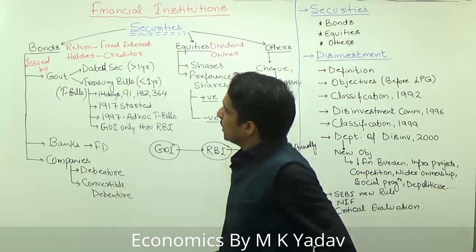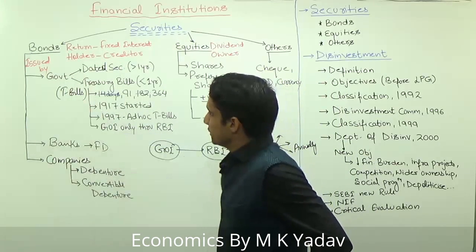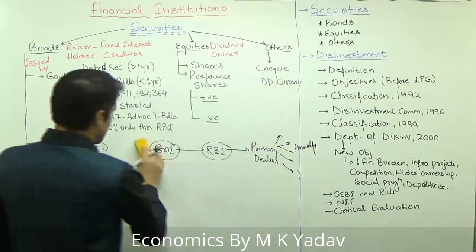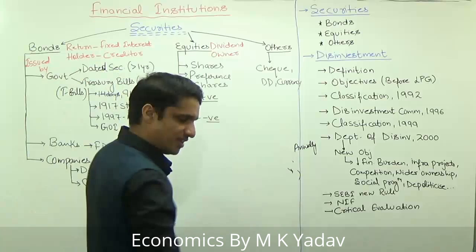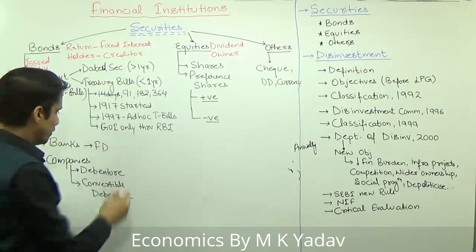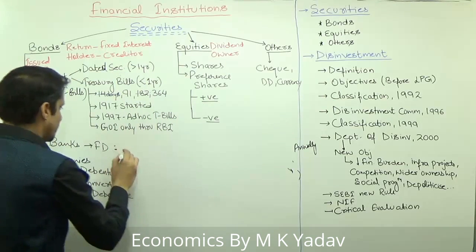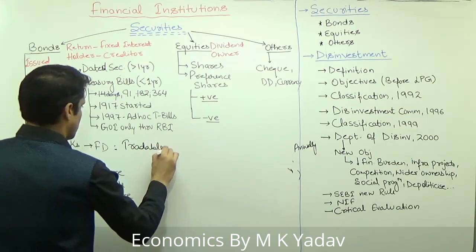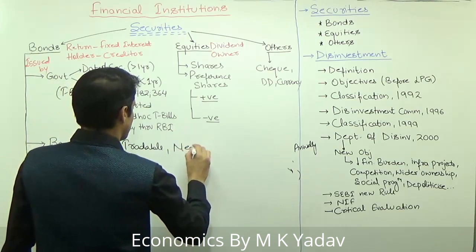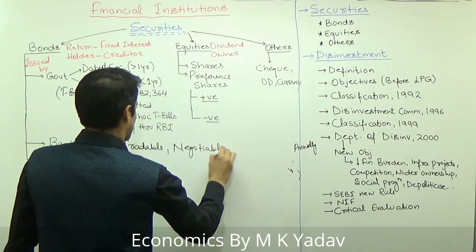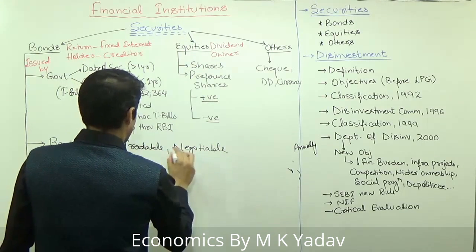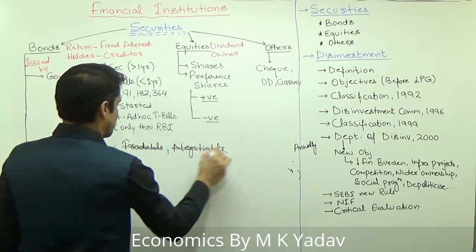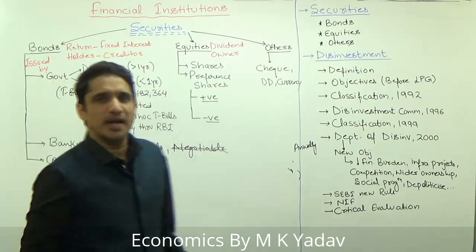This is what we have about the bonds issued by the government. Then bonds can be issued by banks also. A bond issued by a bank is known as FD, fixed deposit. But there are a few characteristics of FD. They are not tradable, they are not negotiable. Not negotiable means you cannot negotiate with the bank.